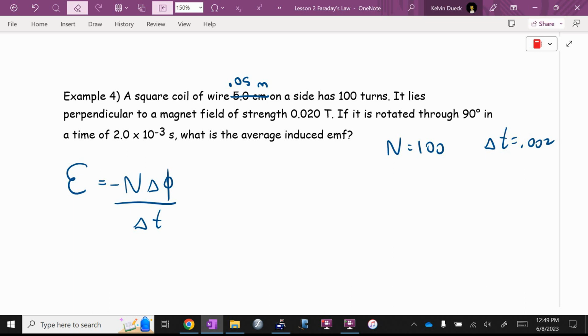Okay, let's find the change in flux. I often do that separately. If you get really good, you can do all of this in the main equation in one step, but I typically go, okay, change in flux. Oh, Dan, what's change in anything?